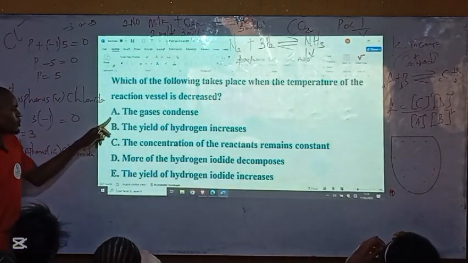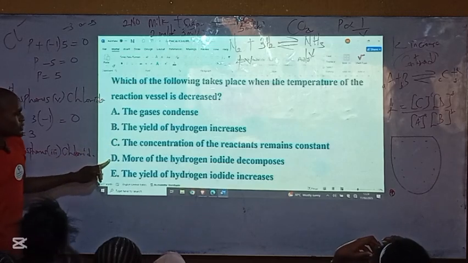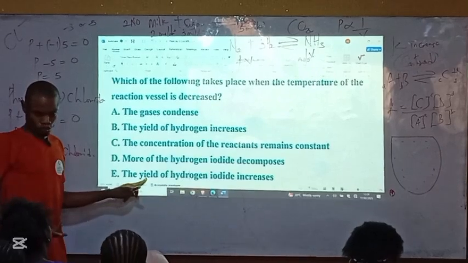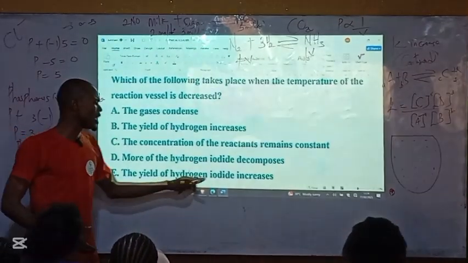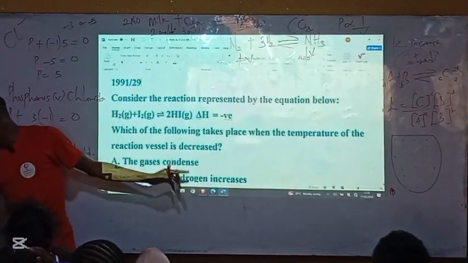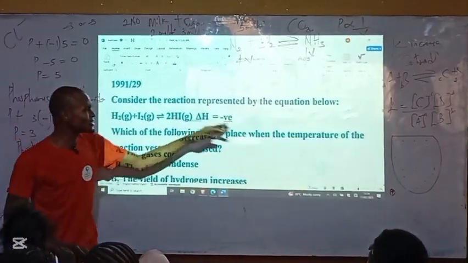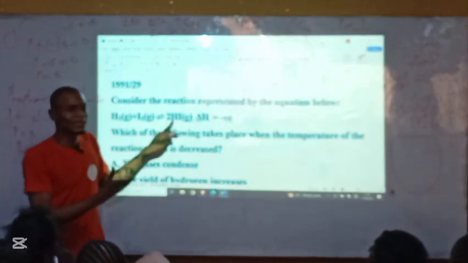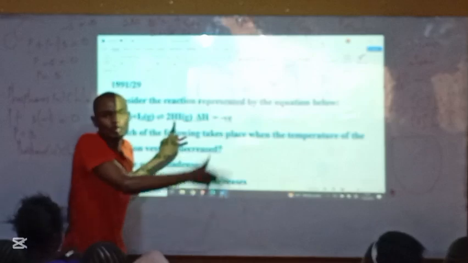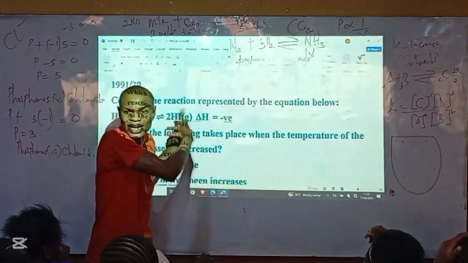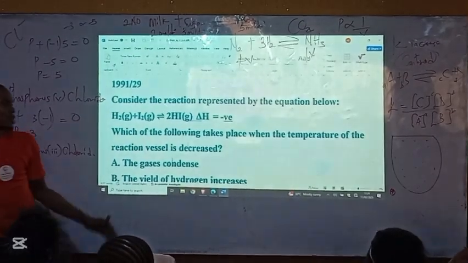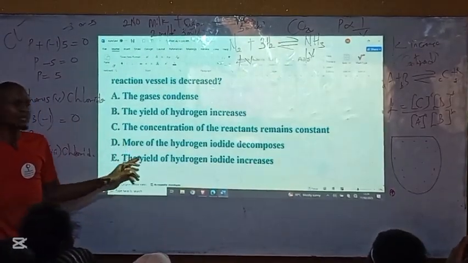Now, look up. What's the answer? Option A to E. Yield. What is yield? Produce. The yield of hydrogen iodide gas increases, because the hydrogen iodide gas is on the product side here. When you decrease the temperature of this exothermic reaction, it favors the forward reaction, which means more hydrogen iodide gas will be produced. So the yield, which means the production of hydrogen iodide gas, will increase. That's option E.